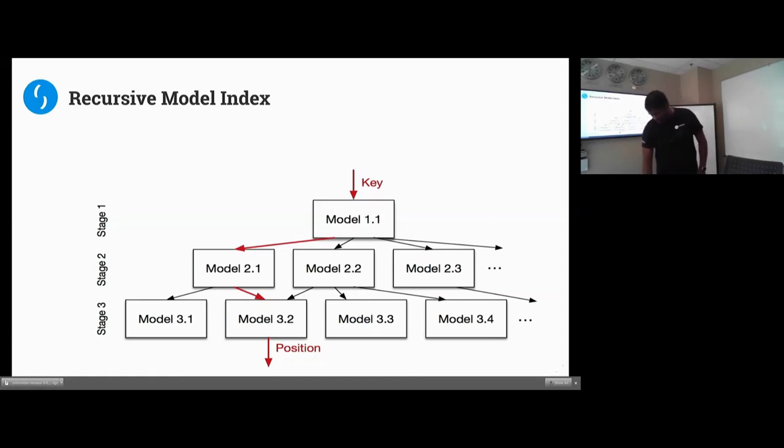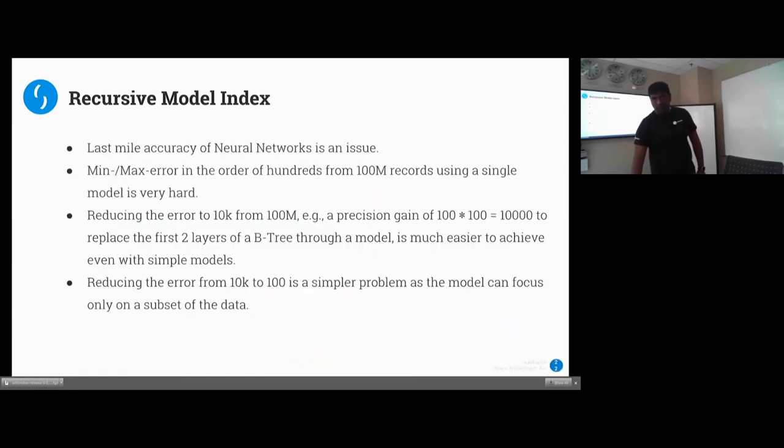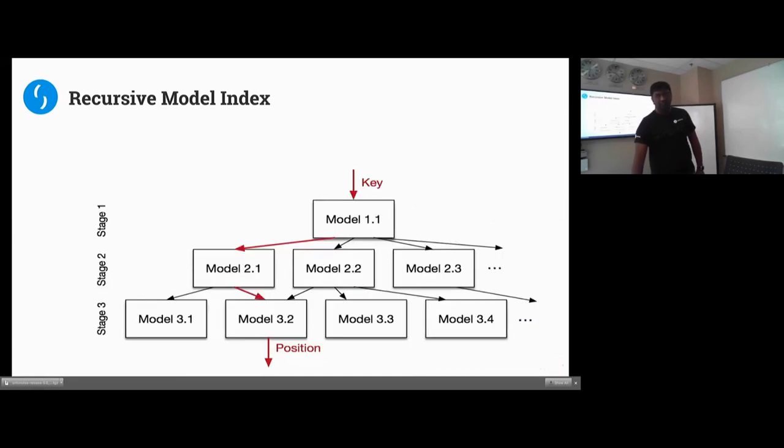But are these models existing, or are they automatically generated? They actually wrote a framework to build it on the data. Right, and so it's easy to reach the position. Exactly. Last mile accuracy.